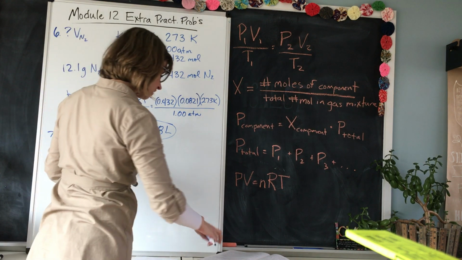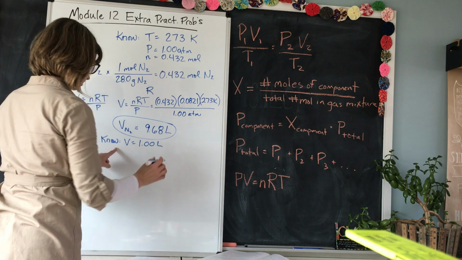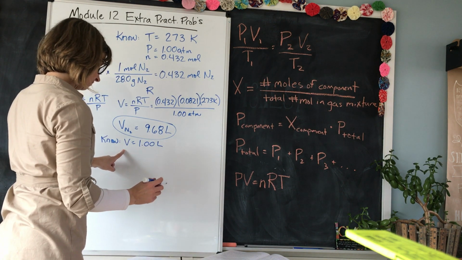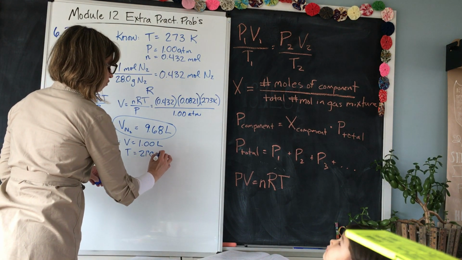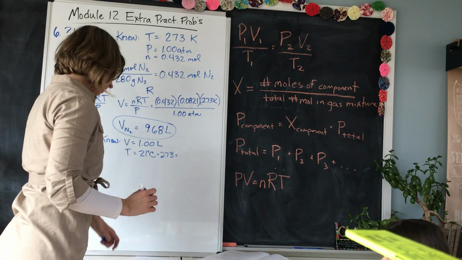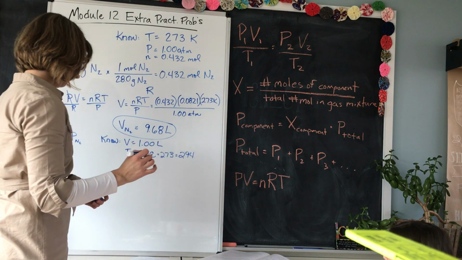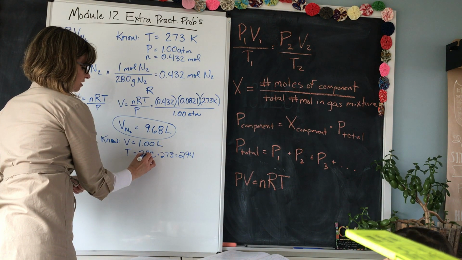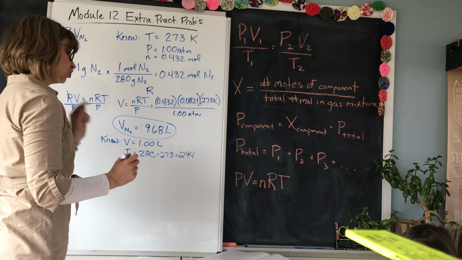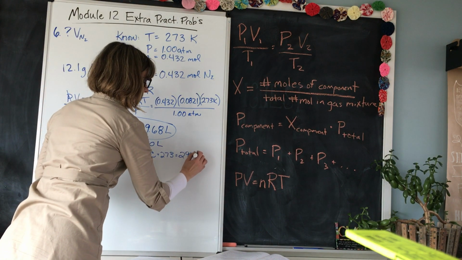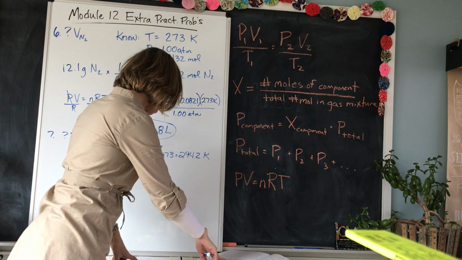Okay, what do we know? We know that the volume equals 1.00 liters. We know that the temperature equals 21 degrees Celsius. We add 273 and we get 294. Oh, this was 21.0 Celsius, so we can go to the tenths here for significant figures. So for our Kelvin, we'll have 294.2 Kelvin. That's volume, that's temperature. Do we know anything else from the problem?